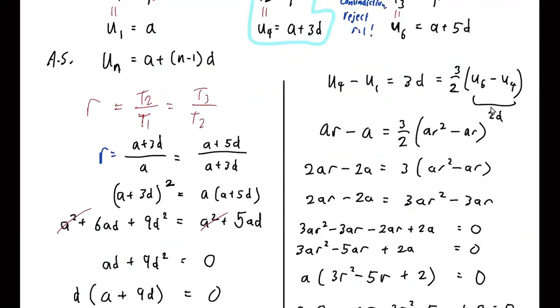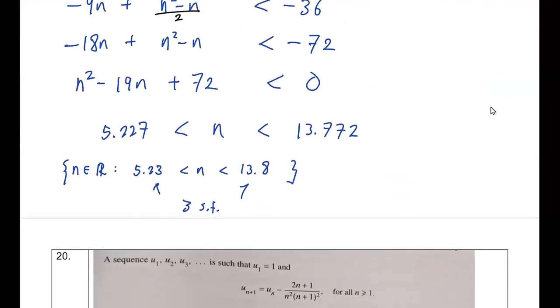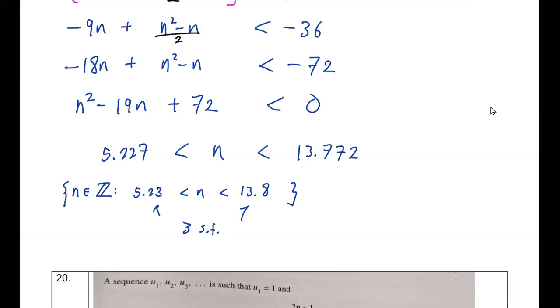So that means that over here, I should make a correction. It's not the set of all real numbers. It should be integers. And since it's integers, I can actually list down all the elements inside the set. So what are the integer values that are more than 5.23 and less than 13.8? It will simply be 6, 7, 8, 9, 10, 11, and 12. That's the solution set. Okay, next question.